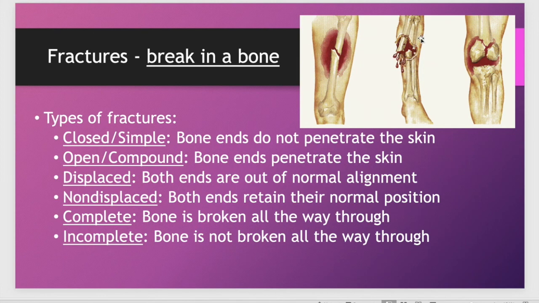This one over here, we said that it was an open or compound fracture. It also is a displaced fracture because this end of the bone is all the way out here, and it should be over here. And then that same fracture can also be complete or incomplete. Complete means the bone is broken all the way through. So this would be a complete fracture, as with this, same with over here. Incomplete would be that the bone is broken, just not all the way through the entire bone.